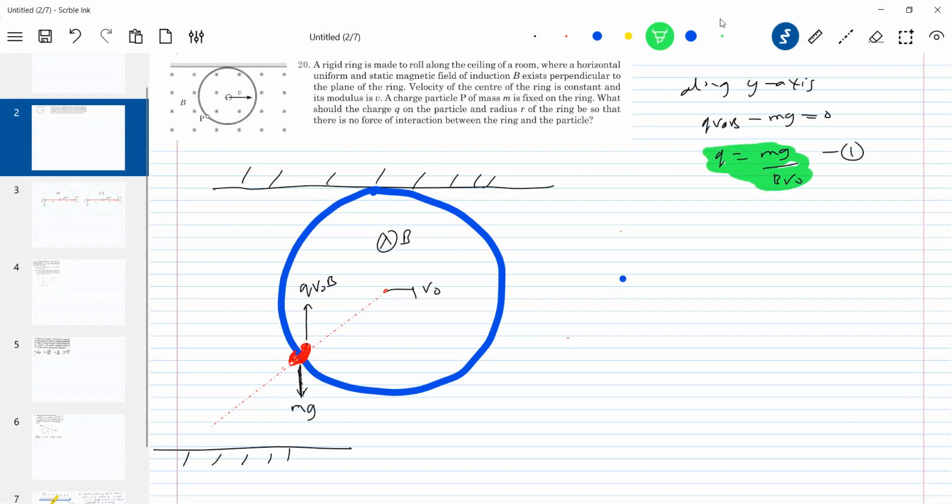Then it's asking the radius of the ring. It's a rolling, so it will also have the angular velocity omega, and it will have tangential velocity. So due to rotational motion, what are the forces that will be set up? From there we should get the expression for the radius of the ring.